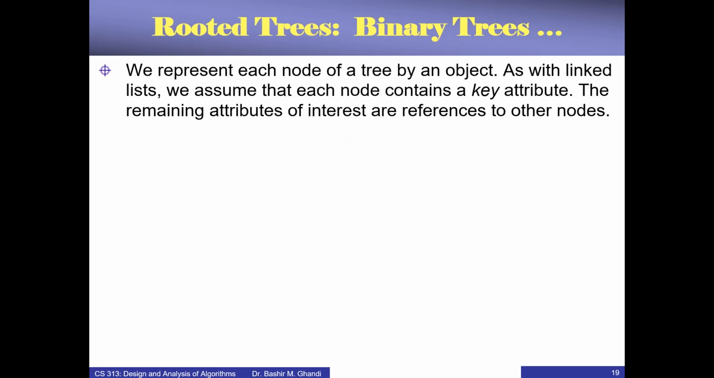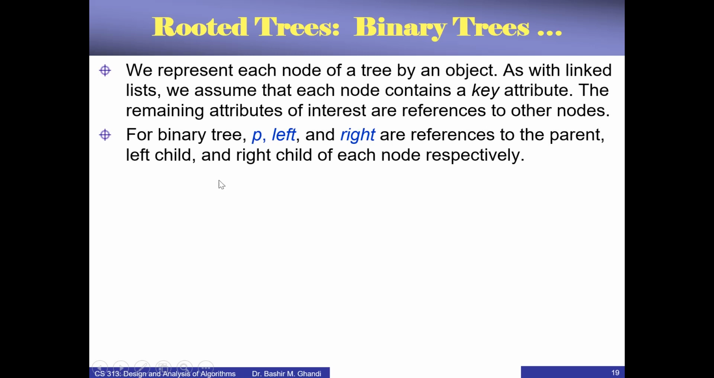So this is what we are saying here. We represent each node of a tree by an object. And as with linked list, we assume that each node contains a key attribute. The remaining attributes of interest are references to other nodes. So for a binary tree particularly, we'll have 3 such references: p, left, and right. References to the parent, the left child, and the right child, respectively.